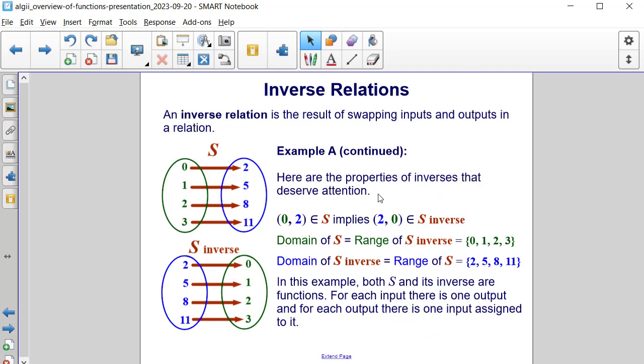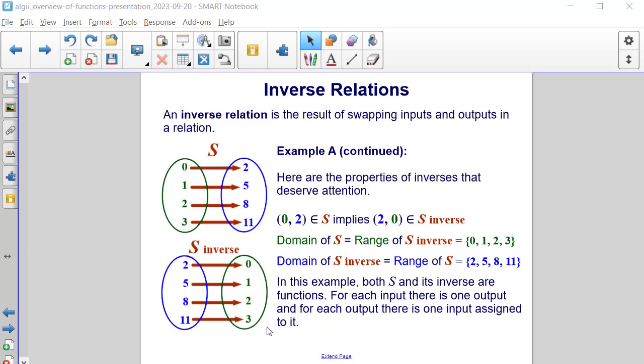So here are properties of inverses that deserve our attention. We have that (0, 2) is contained in our initial set S, and that implies that the point (2, 0) is contained in the set S inverse. And that is definitely true. (0, 2) is in S, (2, 0) is in S inverse. The domain of S is now the range of S inverse, which is 0, 1, 2, and 3. The domain of S inverse is equal to the range in relation S, which has values of 2, 5, 8, and 11.